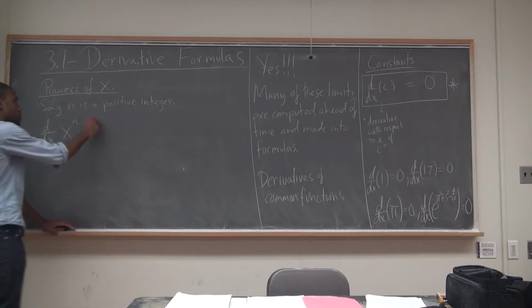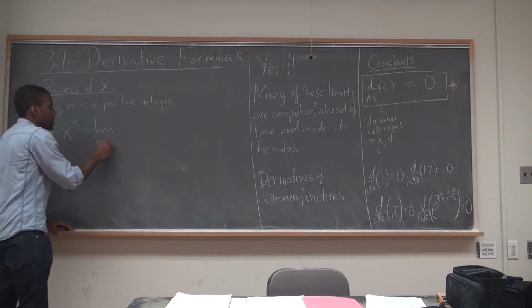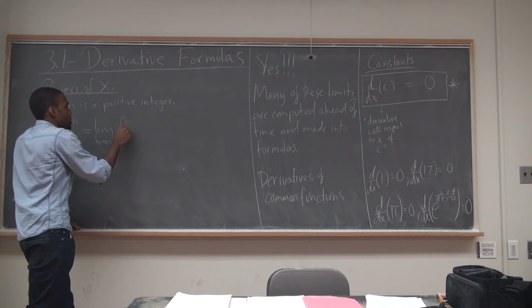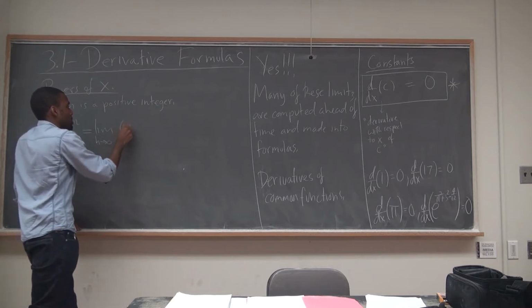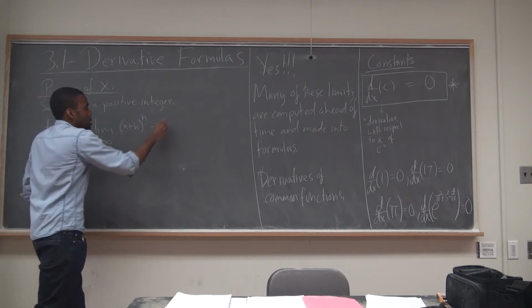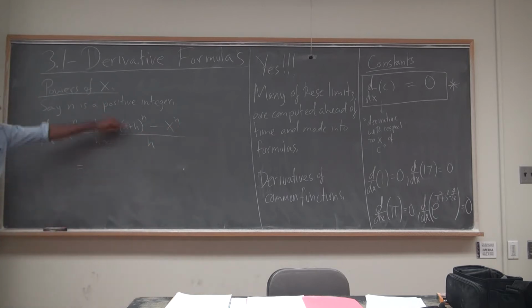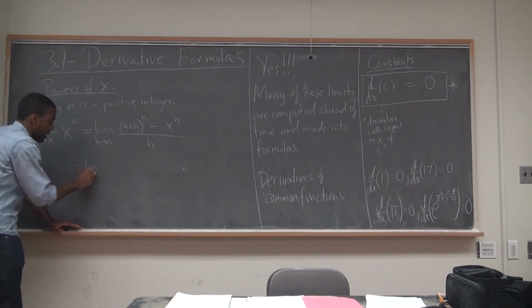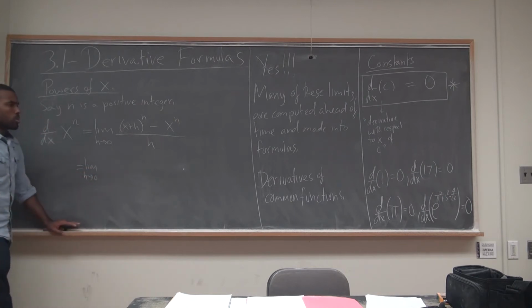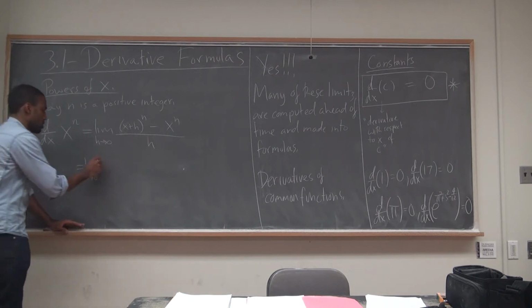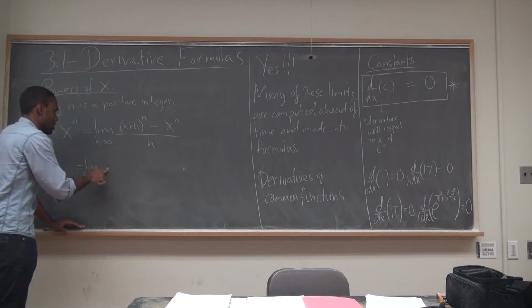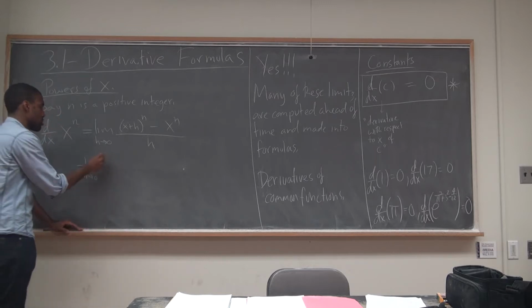Well, how would we do that? Well, we start by taking that limit of f of x plus h, which is just going to be x plus h to the n, minus x to the n, all over h. Now there's something called the binomial formula, which we're going to use to expand that. If you don't remember what that is, I don't think you need to know it really, at least not beyond like a cube or something.